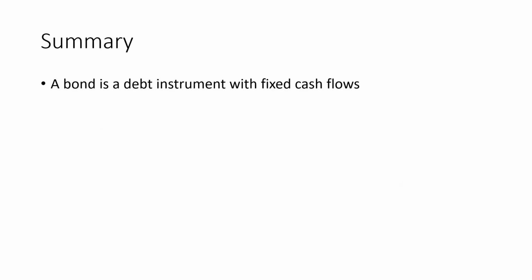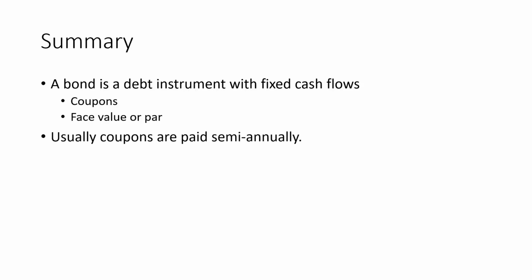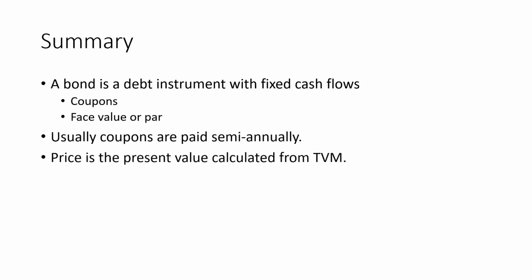To summarize, a bond is a debt instrument with cash flows that are fixed. A semi-annual bond has cash flows laid out more extensively than an annual coupon-paying bond. So these coupons are very important in determining the price of the bond, as is the face value or the par value, which is the value returned to the investor at maturity. Usually in bonds, coupons are paid out semi-annually, and the price is the present value calculated from the TVM equation.